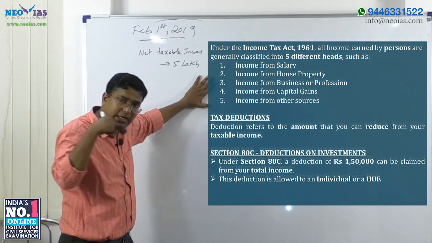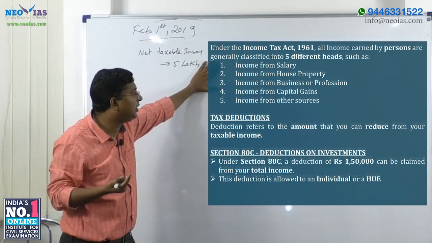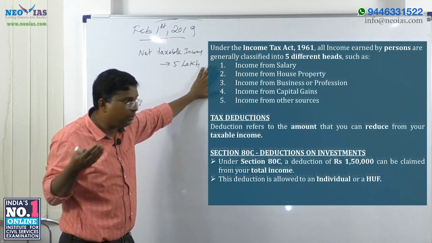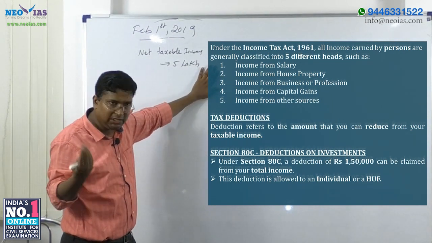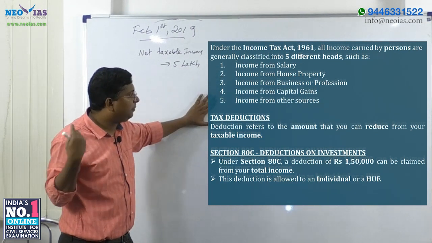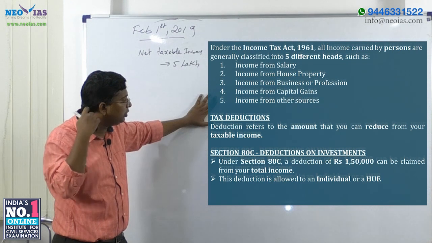When you file your income tax return, if you are a salaried person, you have to show income from salary, and if you are having a property and you are getting any rent, you have to show that as income from house property. If you are doing business, you show that. Capital gain, you have to mention that. Income from other sources, you have to mention that. So these words are used at different places.